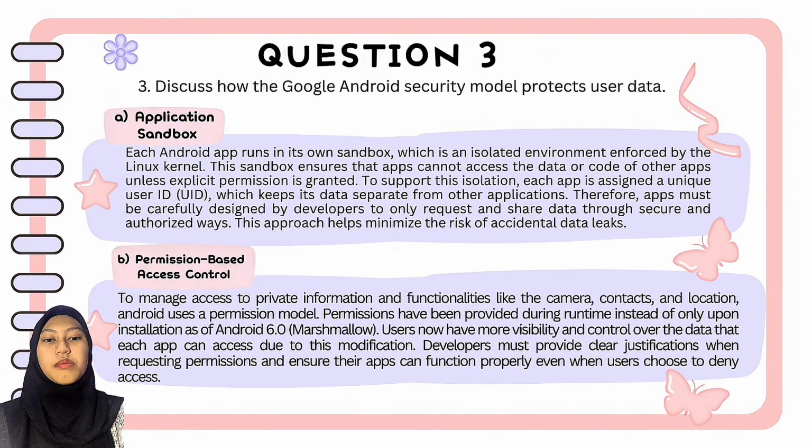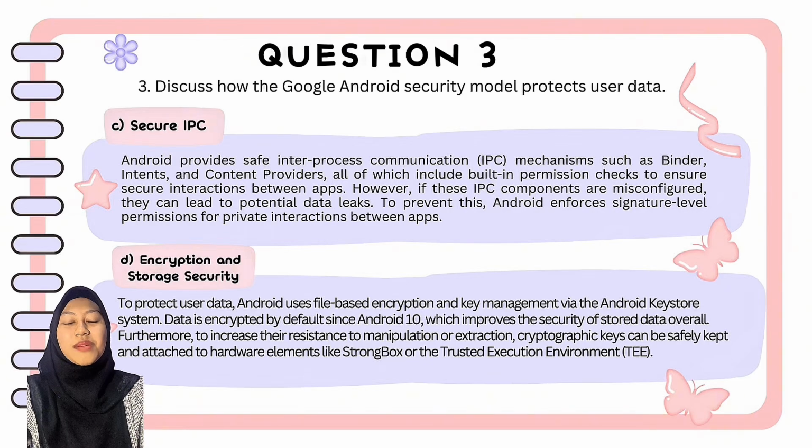Next, we have the permission-based access control. To manage access to sensitive information like the camera, contacts or location, Android uses a permission system. Starting from Android 6.0, permissions are requested during runtime rather than only at installation. This change gives users more visibility and control over what data apps can access. Developers must explain why certain permissions are needed and ensure the app can still function even if some permissions are denied by users.